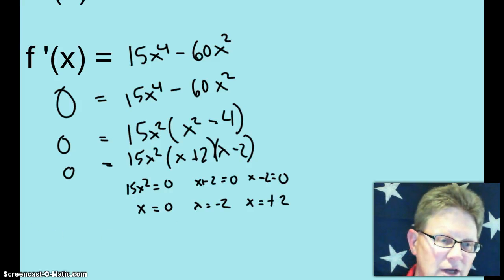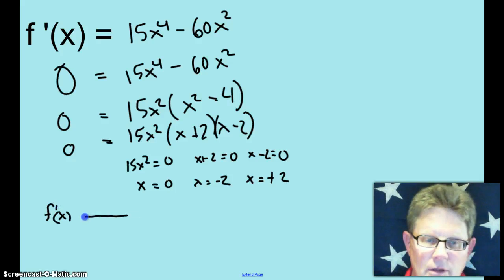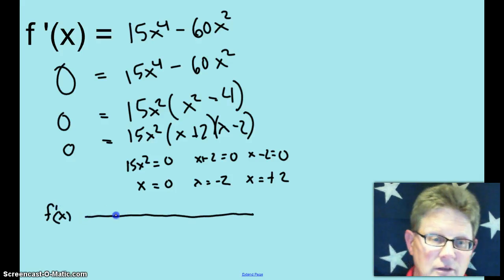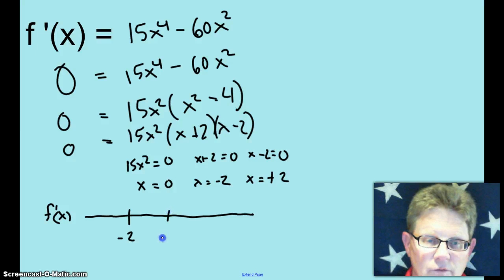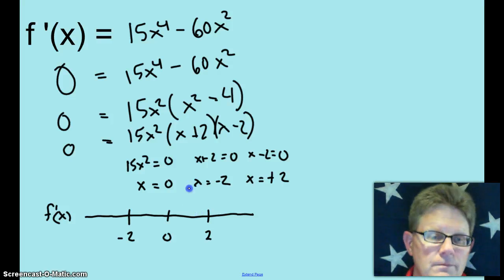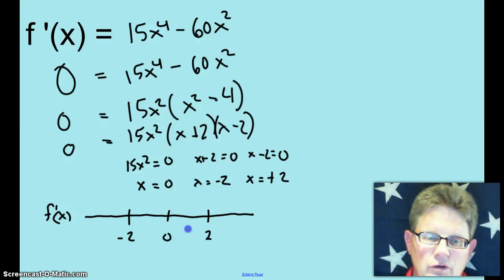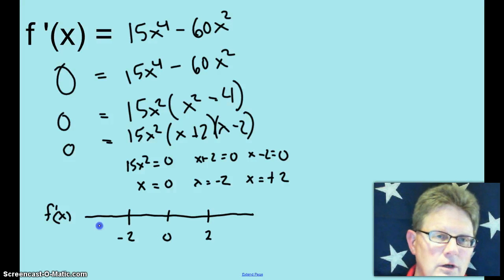So now we're going to set up the first derivative test. Wait a minute, you've already seen this. F prime of x. Make that number line. This is actually the first derivative test. Put those numbers on. Negative 2, 0, 2. That's where we know f prime of x equals 0. So we've got to pick values between negative infinity and negative 2, between negative 2 and 0, between 0 and 2, and then between 2 and infinity. And we'll try to pick some smart numbers.